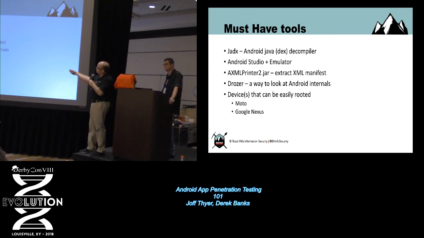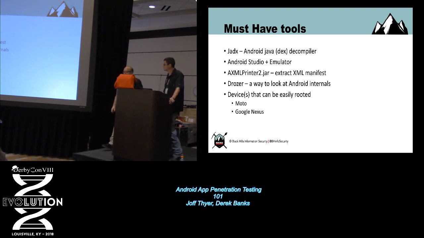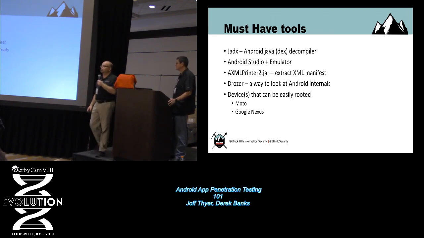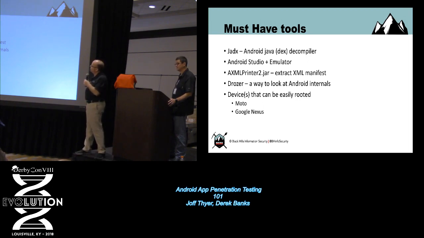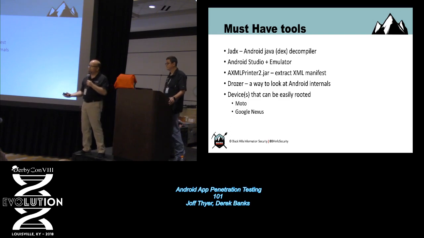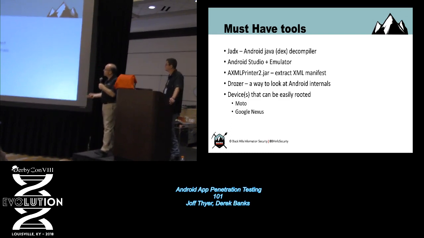Very, very useful. You also want AXMLPrinter2.jar, because the Android manifest files you're dealing with when you unzip these APKs are actually in a binary format, and you need to convert them back to text so that you can read them, okay?